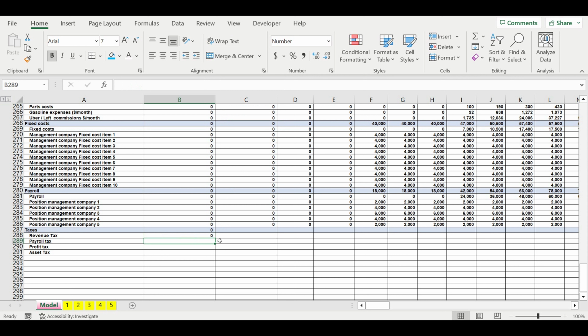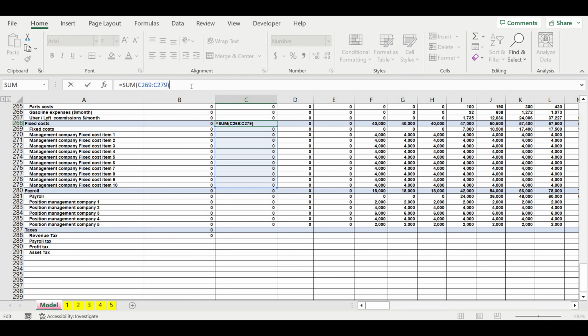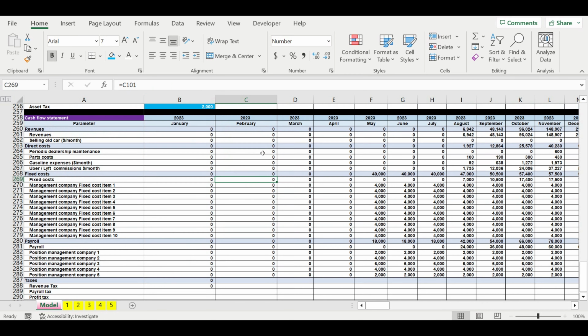Then we are moving to payroll tax. Let me just adjust the formula here, because we need to extrapolate it. Let me check it.